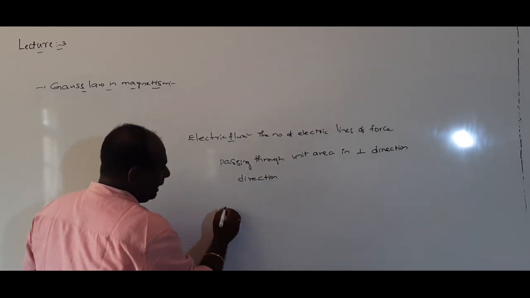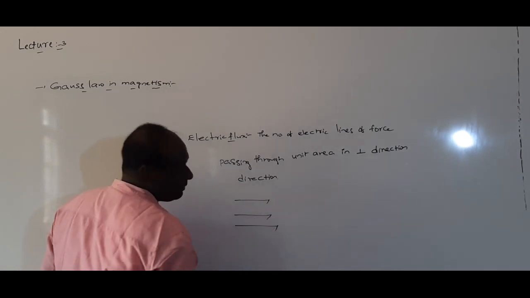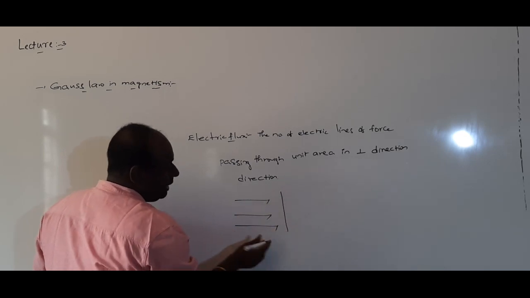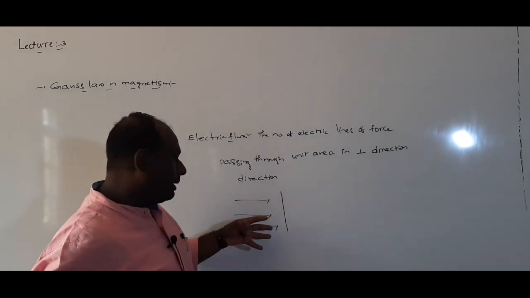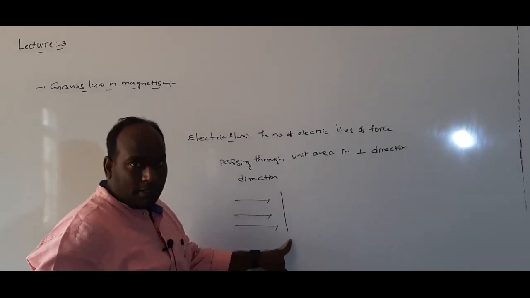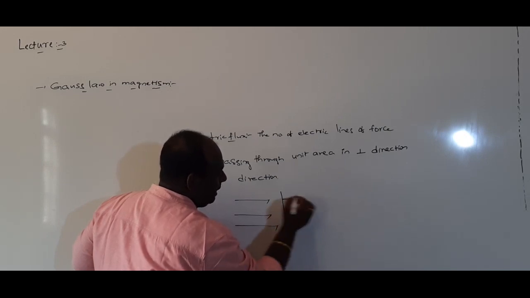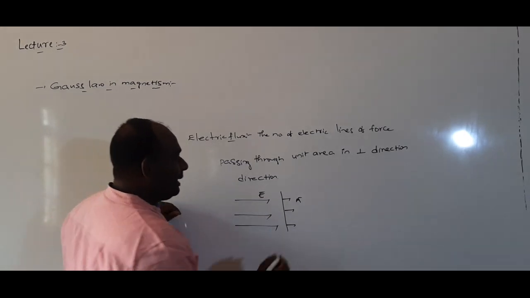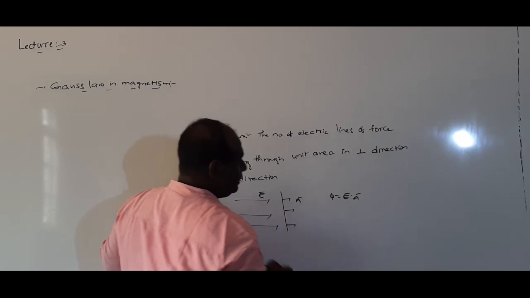Assume I kept a source of electric field, so electric field lines are passing here. This is the area, and here we have to consider the area. Through this area, the electric field and area vector must be perpendicular. The area vector is always perpendicular to the area. This is A bar and E bar. In this case we can calculate phi is equal to E bar dot A bar. This is the formula.